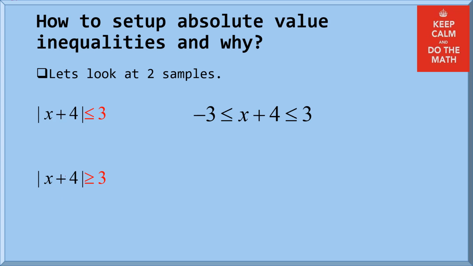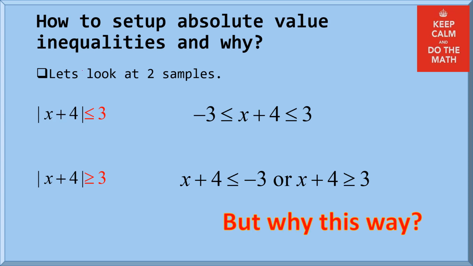The first one, because it's a less than symbol, you set it up as a continuous compound inequality, where you set x plus 4 in the middle so that it's greater than negative 3 but less than 3. Now let's look at the bottom one, where x plus 4 is greater than 3. We set it up as two separate inequalities. X plus 4 is less than or equal to negative 3, or x plus 4 is greater than or equal to positive 3. But why do we set them up this way? Why do our symbols face the way they do?